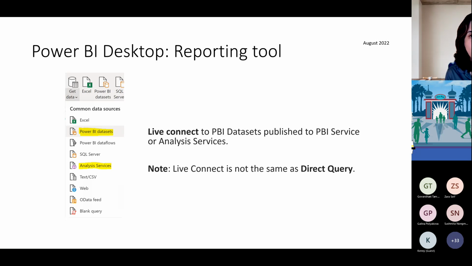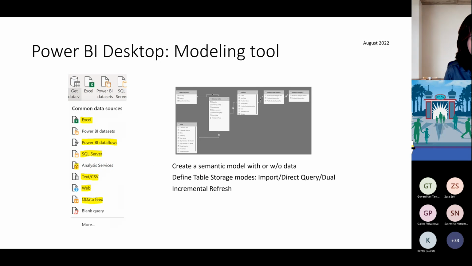your organization has published. So the reason I mention this here is because the incremental refresh and hybrid tables is something you enable when you're modeling, not when you're connecting to someone else's model. So for example, if you're live connecting, that's not modeling. And by the way, live connect is not the same as direct query. Direct query is a table storage mode. Live connect, it means you're connecting to consume someone else's model, okay?